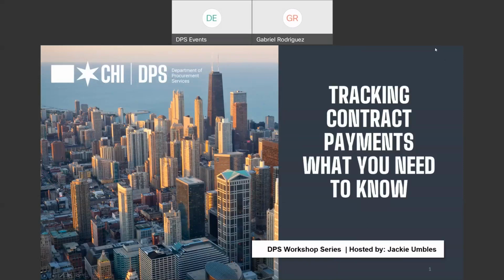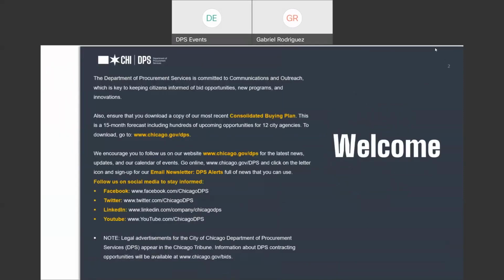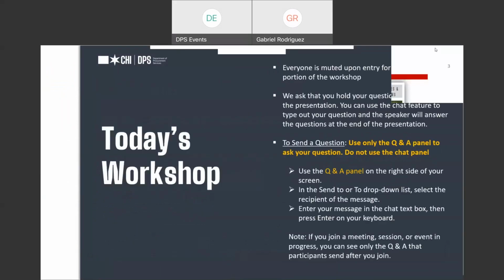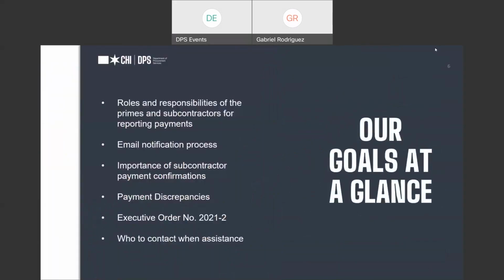The title of the workshop is Tracking Contract Payments, What You Need to Know. Okay, what we're going to be covering today is roles and responsibilities of the primes and subcontractors for reporting payments. What is the email notification process? The importance of subcontractor payment confirmations, payment discrepancies, Executive Order number 2021-2, who to contact when assistance is needed.